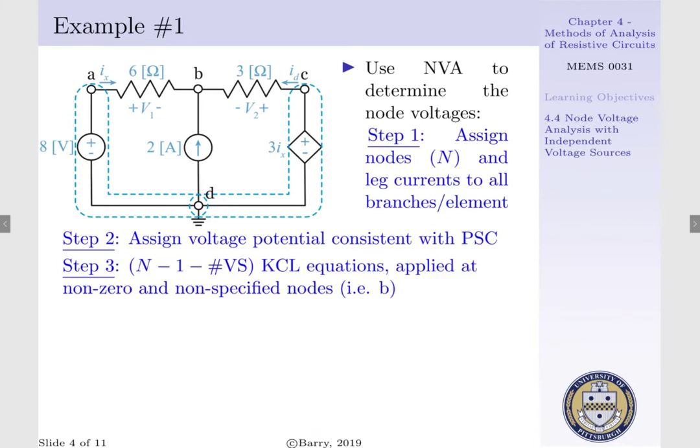Step 3 is to apply our requisite number of KCL equations to our non-zero and non-specified nodes. Nodes A and C are specified. That is, the voltage at those nodes is going to be dependent upon our independent and dependent sources respectively. Node D is ground, such that the only node we have left to apply our KCL equation would be B. Since we have 4 nodes, 2 voltage sources, and unity, we need only one KCL equation, which will be applied at B.